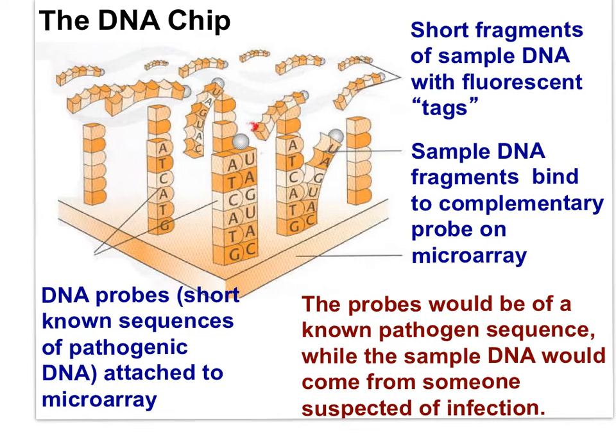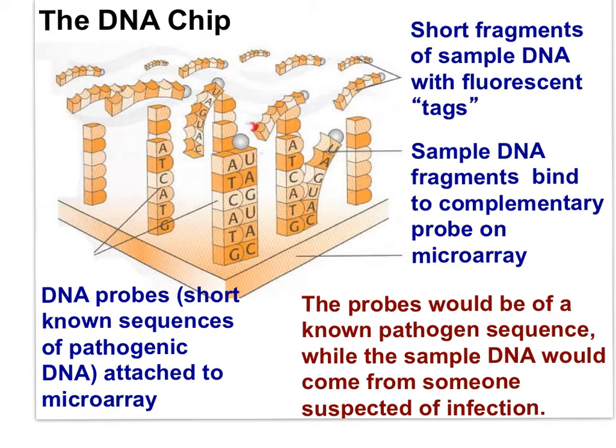Here's the basic concept of the DNA microarray. DNA probes, short known sequences of pathogenic DNA, are attached to a surface, a microarray surface. The probes would be of known pathogens, while the sampled DNA, seen here as being washed over the surface, would come from someone suspected of infection. Now, the sampled DNA, as you can see being washed, has been modified with fluorescent tags, and it's washed over the surface as such. The sampled DNA fragments will bind to the complementary probe on the microarray.